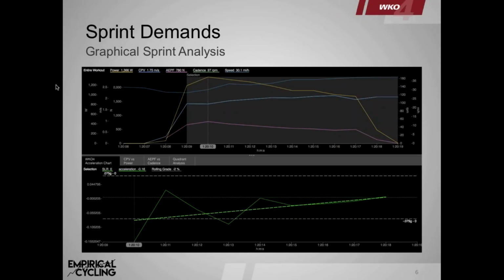And I'll talk about a little bit more why that's important later. So on the bottom here, for useful child charts, we have the classic WKO4 acceleration chart and quadrant analysis. And I also have CPV versus power and AEPF versus cadence, which are three different ways besides the acceleration chart of looking at pretty much the same thing. They're all scatter plots. And we'll see an example of that in use a little bit later.